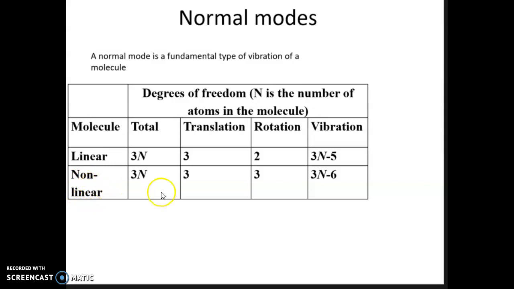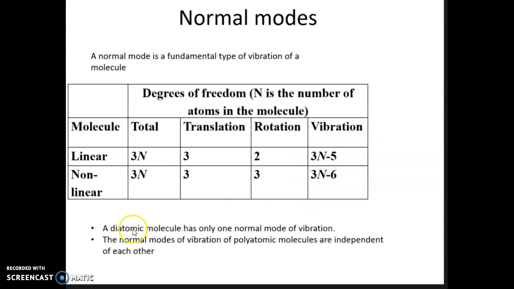If it's a non-linear molecule, again, the total is 3n, 3 goes to translation, but in this case 3 goes to rotation, and then we have 3n minus 6 for vibration. So a diatomic molecule, which has n equals 2, will only have 1. The normal modes of vibration of polyatomic molecules are independent of each other, meaning that the vibration of one does not affect the other.